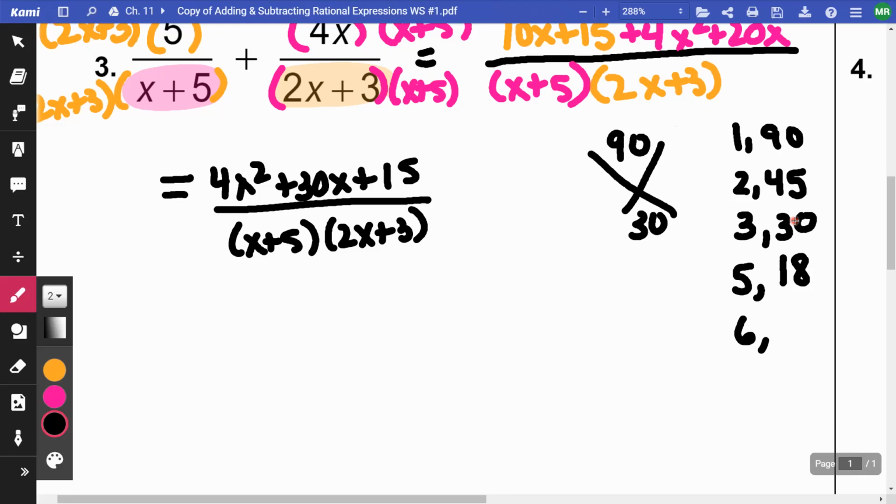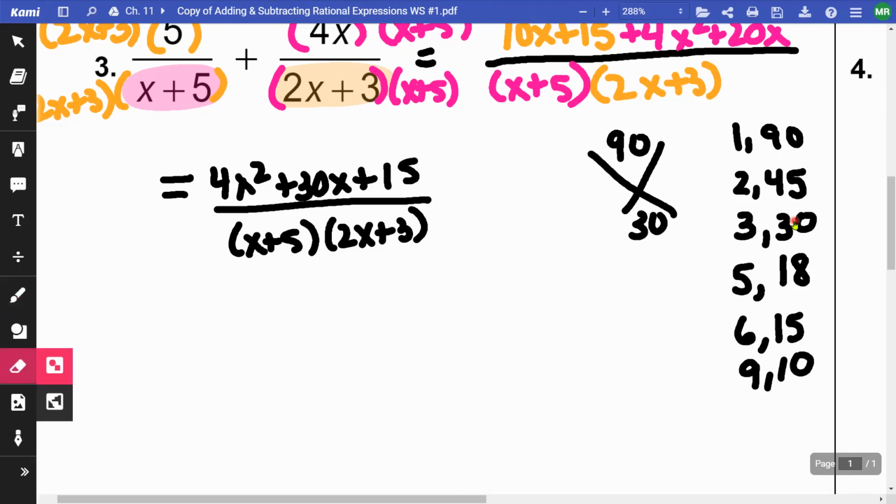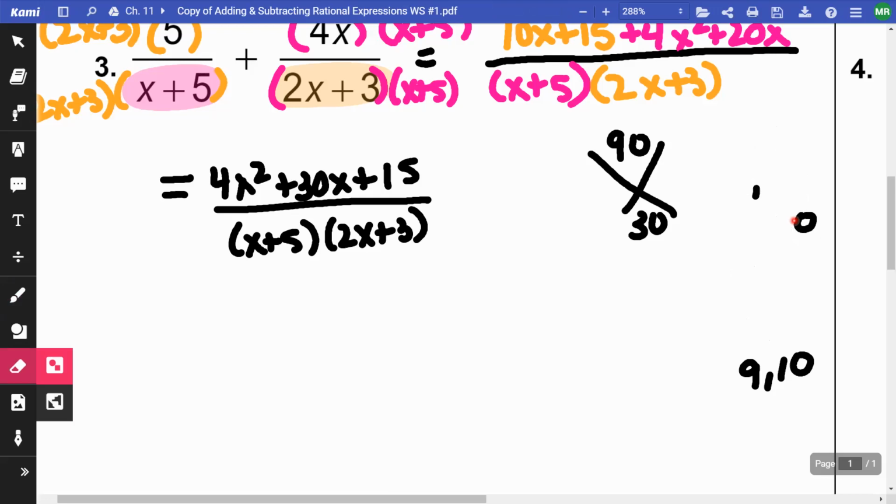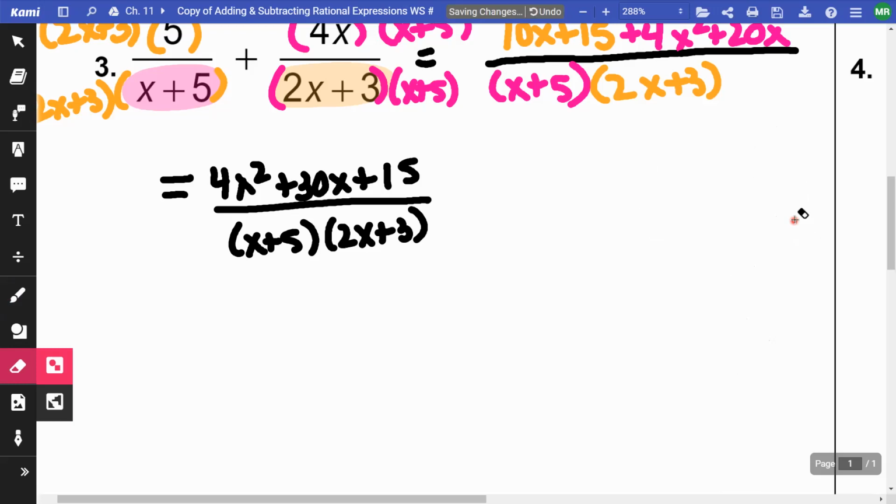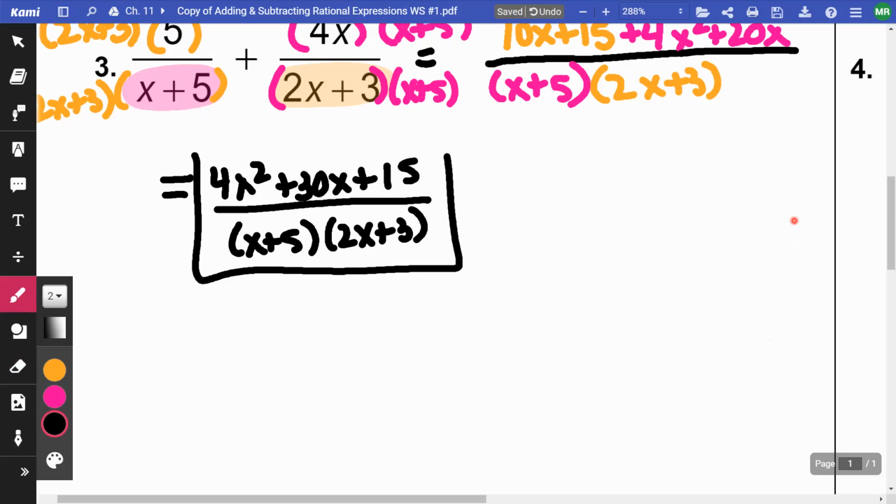6 is going to go in 15 times. So I'm trying to get a sum of 30 here. So none of these so far are a sum of 30. 7, 8, 9 is going to go in 10 times, and then 10 and 1. So none of these are going to combine to give me a 30. So this is not going to be able to be factored any further. So this is going to be the answer. But you always want to check and make sure you can't factor further.